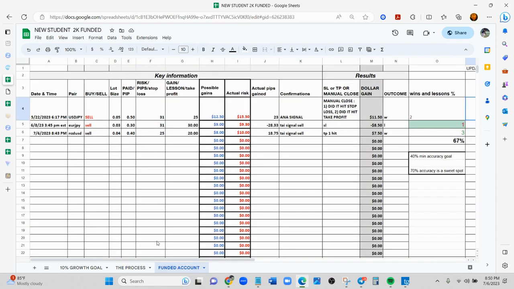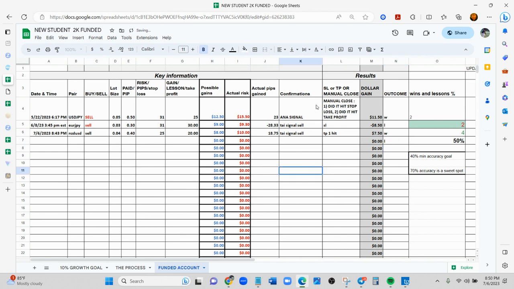You come here, you type in the date, the time, the pair, buy or sell, right? You put your risk, your lot size, your pay per pip, how much is the risk for the trade, how much is the take profit that you're setting your trade to, right? Then you come back and enter how did the trade turn out? Did I win? Then I put plus pips. If I lose, then I put minus in front of the number, right? Always add in my confirmations on why I'm in that trade. Let me know if it hits stop loss or take profit. If you win, you put a W, right? If you lose, you put an L.